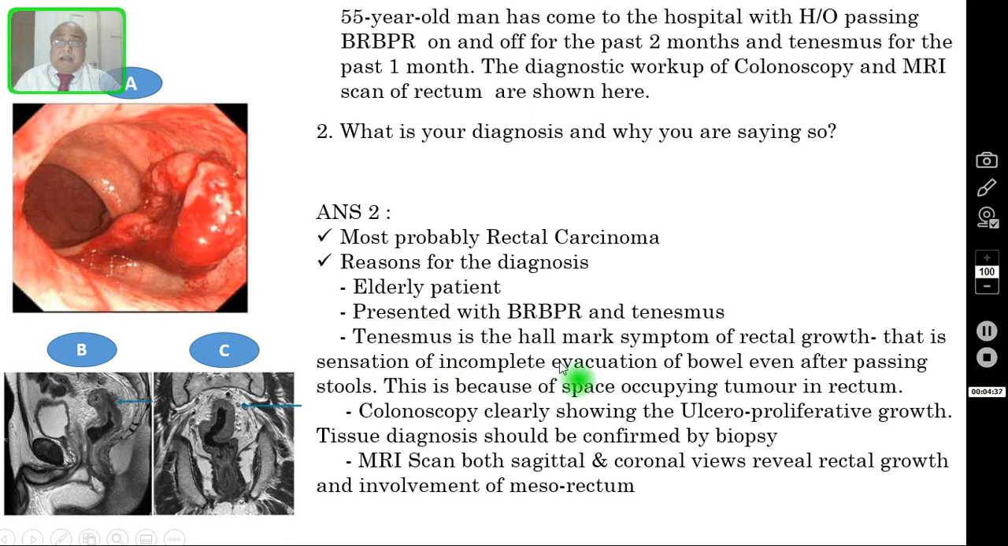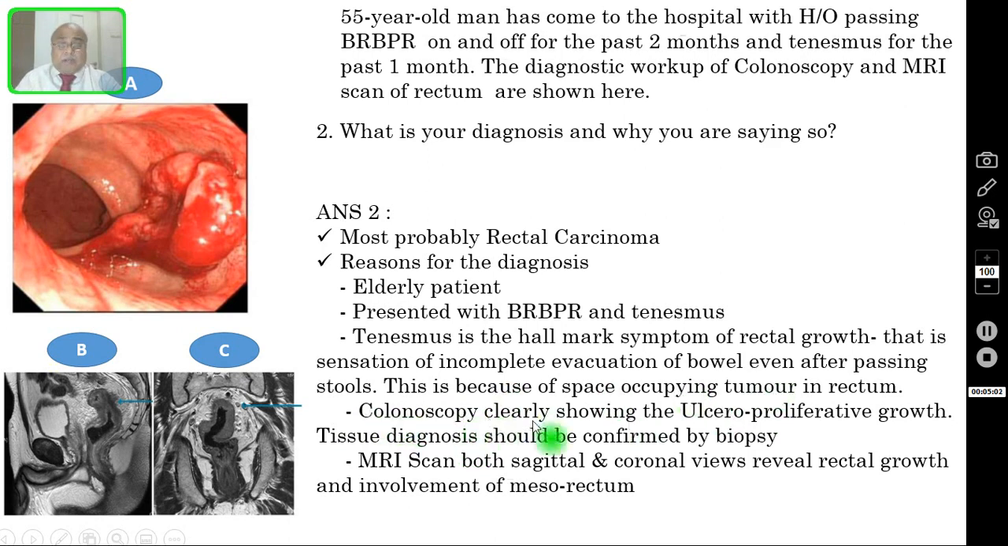Tenesmus is the hallmark symptom of rectal growth. That is the sensation of incomplete evacuation of the bowel even after passing stools. That is what is called tenesmus. This is because of a space occupying tumor in the rectum. That is why the patient is having a sensation of incomplete evacuation of the bowel.